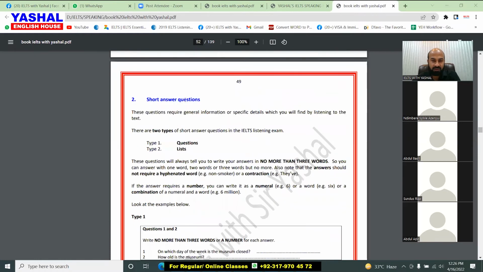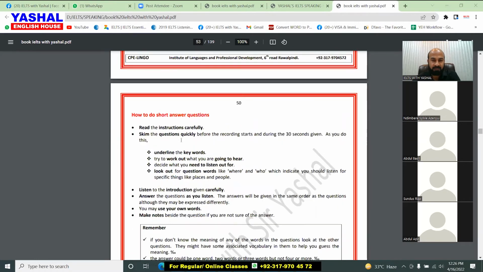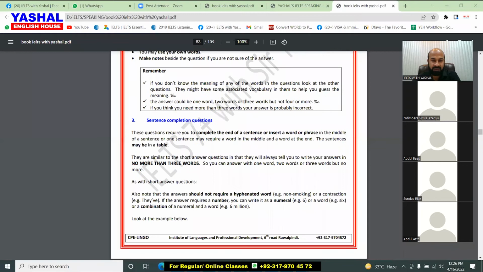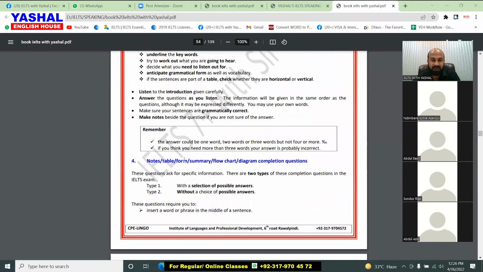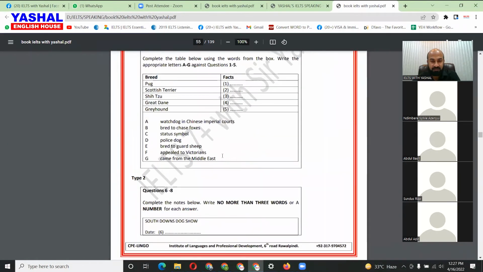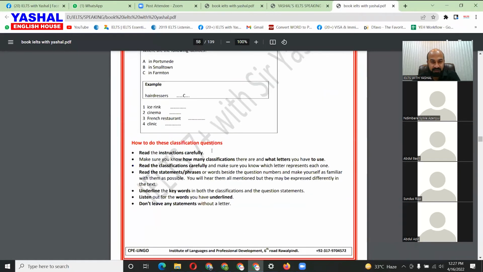Then how to answer short questions. Then we have sentence completion questions. Then we have notes, forms, table, summary, diagram. If there is a diagram, a process diagram, or a flow chart, it would be clockwise. Like question number 21, then 22, then 23 and 24, it would be clockwise. These are the listening tips and tricks.